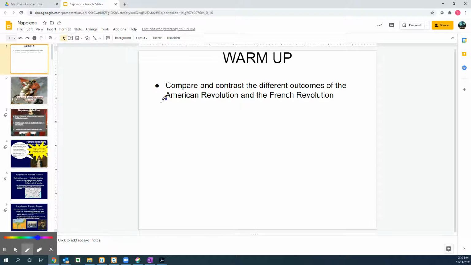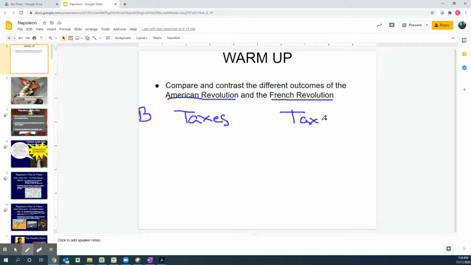All right. So with the American Revolution, sorry, I'm trying to draw with a little tool here. We have both of them starting. We'll do B for beginning. They both begin for the issue of taxes, but a little bit different here because the American Revolution starts because they basically had been getting away with not paying taxes for roughly 150 years under the policy of salutary neglect.